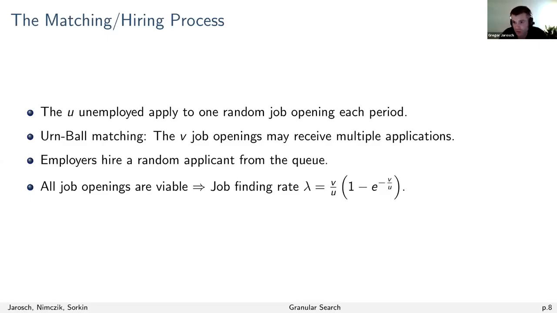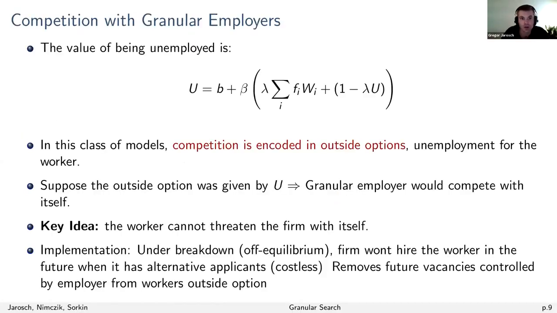Now, we assume that everyone here is homogeneous, so all job openings will be viable, and that means you can write the rate of finding a job as a function purely of market tightness, which is the ratio of job openings to job seekers. Okay, and you denote this by lambda.